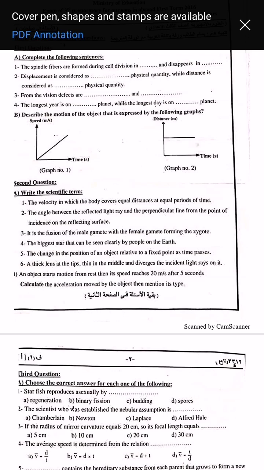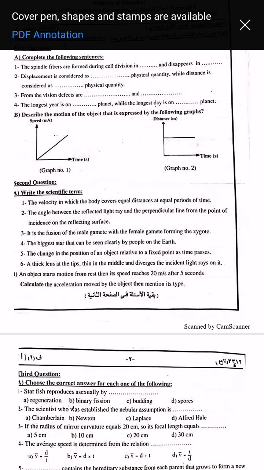Number 4, the biggest star that can be seen clearly by people on the earth. The answer is the sun. The sun is the biggest star that we can see. Number 5, the change in the position of an object relative to a fixed point as the time passes. The change in the position of an object relative to a fixed point is the definition of motion.